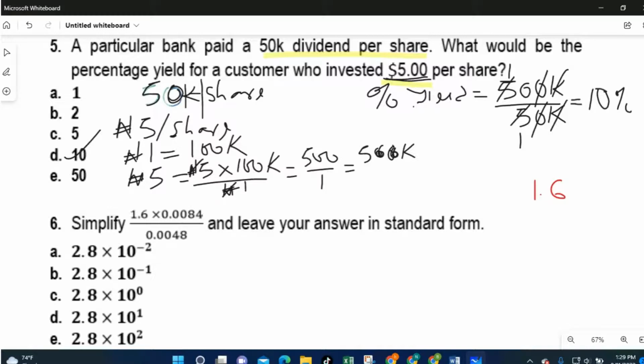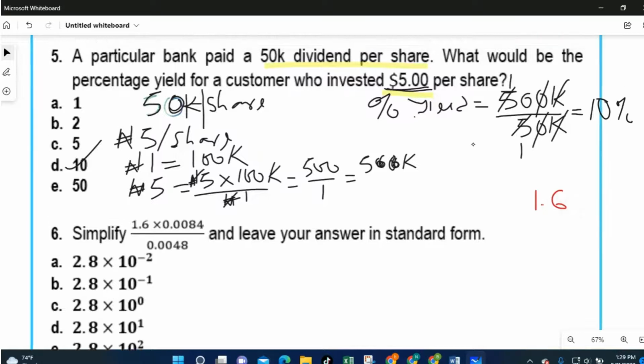Converting 1.6 to standard form, we are going to count from here. We are going to count to remove the decimal point. So we'll count 1 away from this. So we'll count from here.